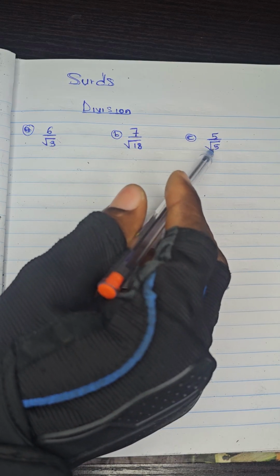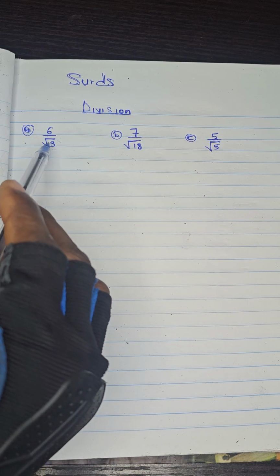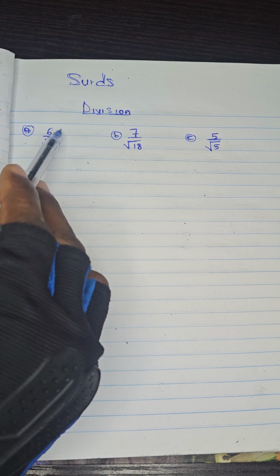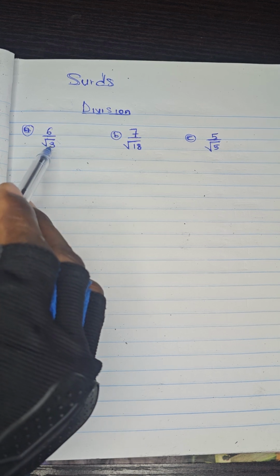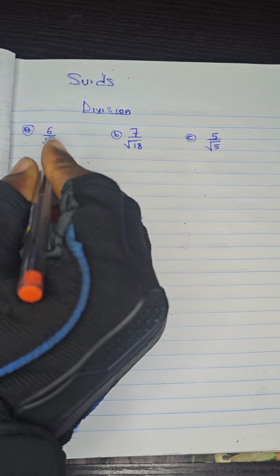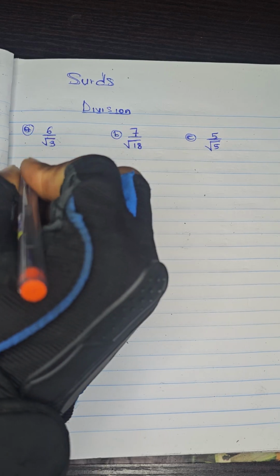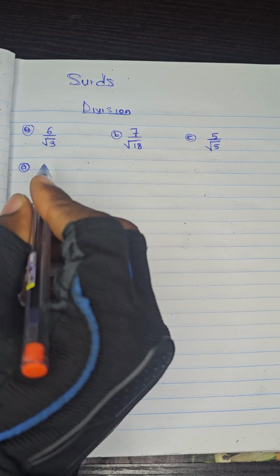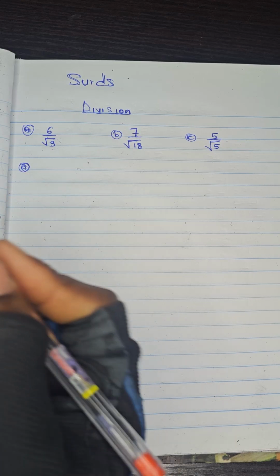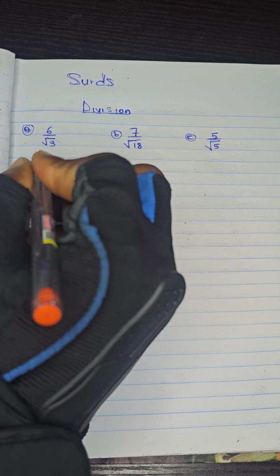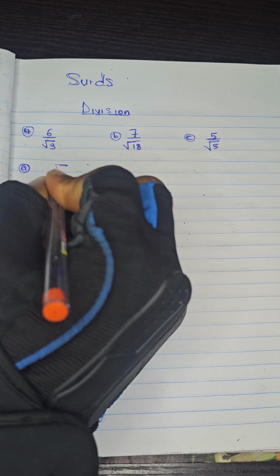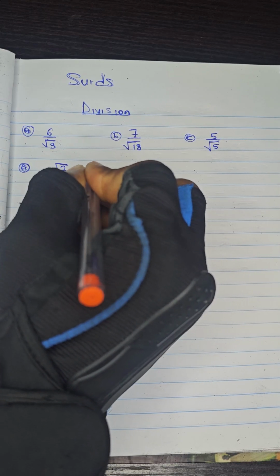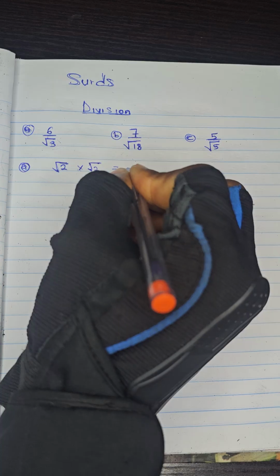When solving for surds, it's not always advisable to leave a surd in the denominator. We always want to take it out and make the denominator a whole number. Now, this is 6 over √3 for the first example. We all know that any surd that multiplies itself gives us a whole number. What do I mean? Let me give you an example. If you have square root of 2 and multiply it by another square root of 2, it gives you 2.